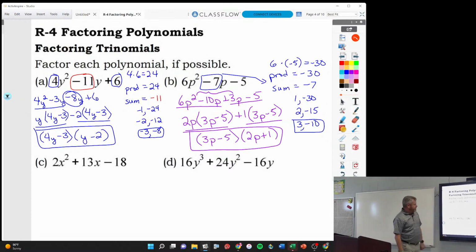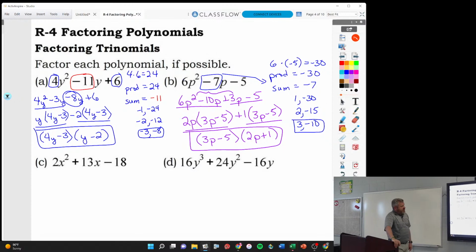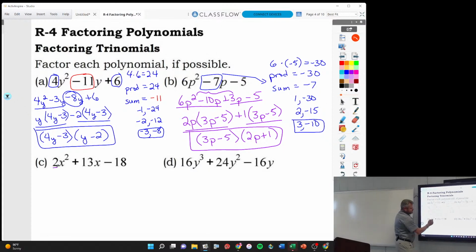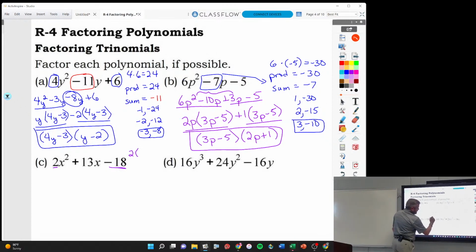All right, part C. 2x squared plus 13x minus 18. Do they have anything in common? No. So because they have nothing in common, just like I've done on the previous two problems, we'll look at the coefficient of the quadratic term, which is 2. We'll look at the constant, which is negative 18. And 2 times negative 18 is negative 36. I need two numbers who have a product multiplied together of negative 36. But when I add them together, when I take the sum of those exact same two numbers, I get this 13 here.